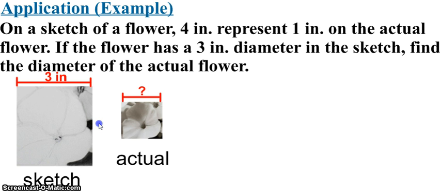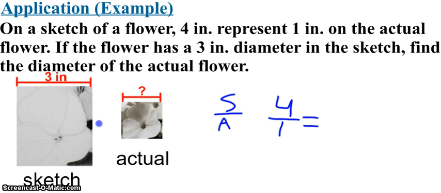And this is how we're going to set it up. When we read back in the application, it says on a sketch of a flower, 4 inches represents 1 inch. Okay, so we're going from sketch to the actual. So I'm going to put a little S over A to remind myself that the number on top is related to the sketch, and the number on the bottom is going to be the actual. So we have 4 inches on the sketch represents 1 inch on the actual flower. So I'm going to put 4 over 1 equals.